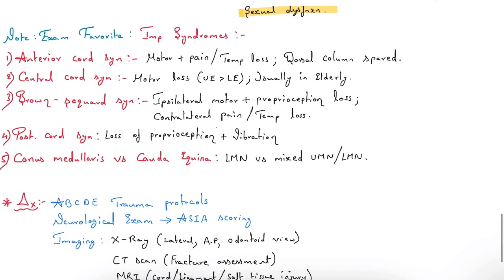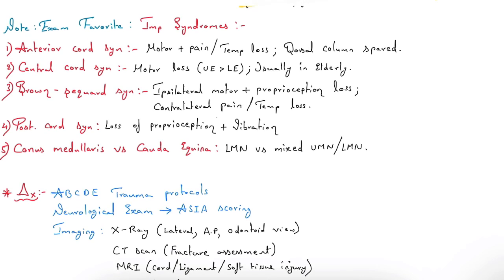Okay. And now we come to a very important part. If you are planning to write the USMLE, FMGE, NEET PG or some other medical exam, then in spinal cord injury the examiner will mostly focus on these syndromes. Okay. So these are very exam-favorite, important syndromes that we are going to discuss.